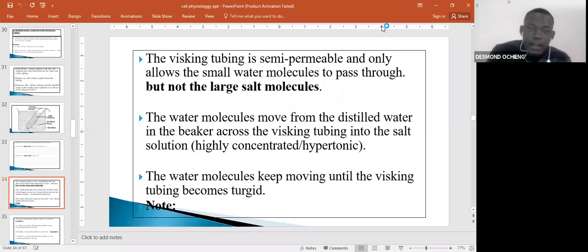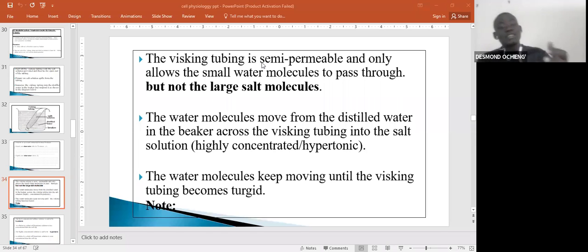So Kim Jr. is saying that the salt solution is hypertonic to the distilled water, hence distilled water moved into the visking tubing through osmosis. Very good, that is very right. You can say that the salt solution is hypertonic to the distilled water, meaning it is highly concentrated. It is more concentrated than the distilled water.